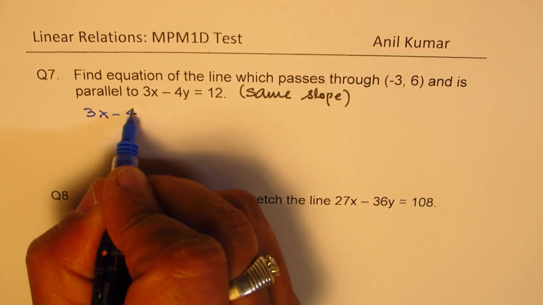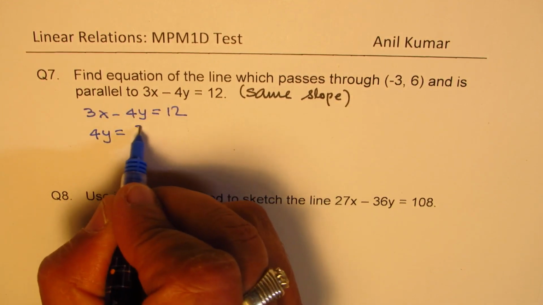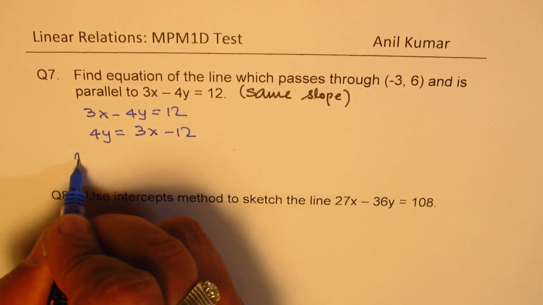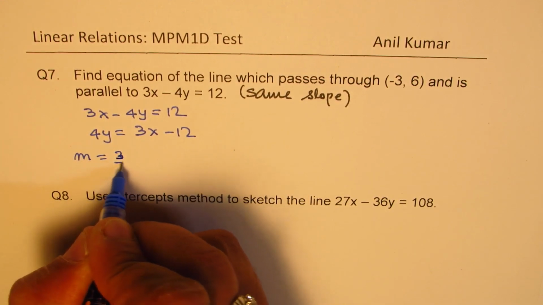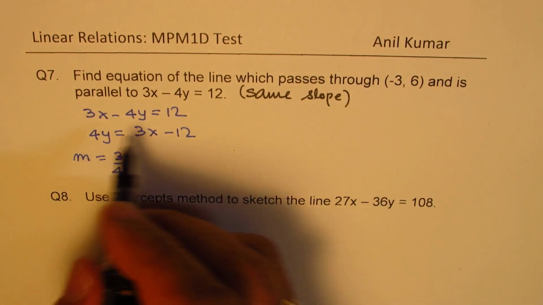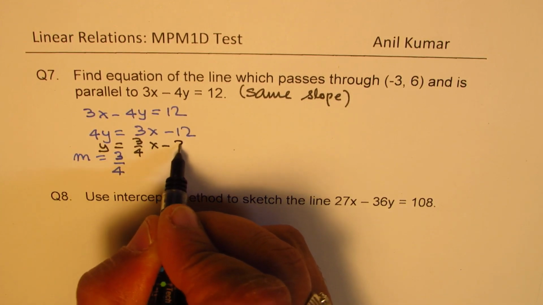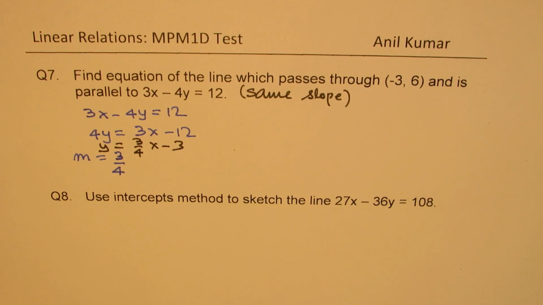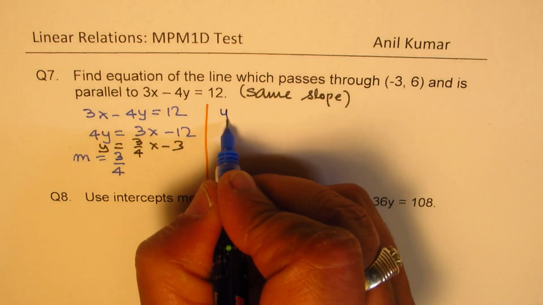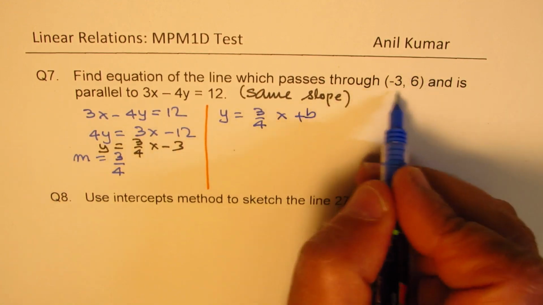We have 3x minus 4y equals to 12, or 4y equals to 3x minus 12. So the slope m is 3 over 4. Okay? We'll divide by 4, sorry. So we have y equals to 3 over 4x minus 3. So slope is 3 over 4. Now it passes through the point minus 3, 6. So we could write our equation as y equals to 3 over 4x plus b.